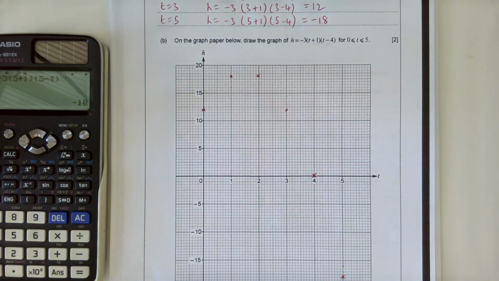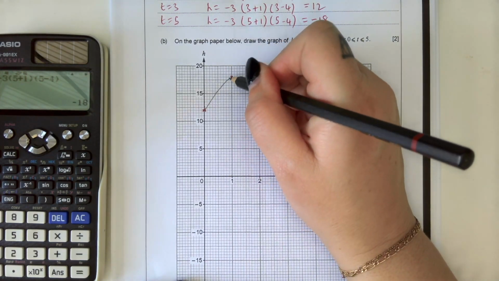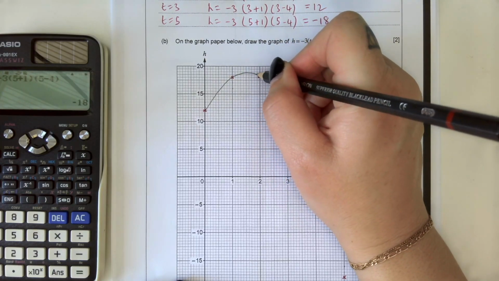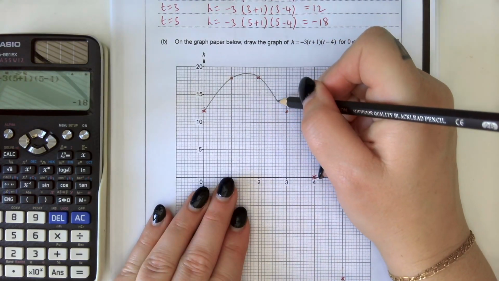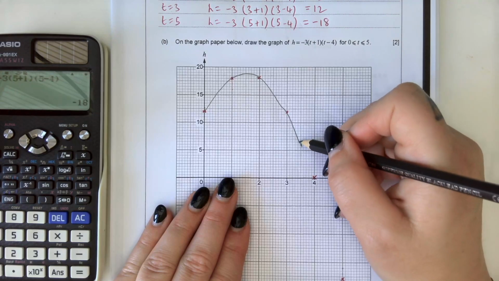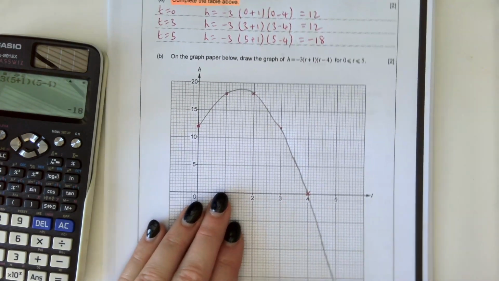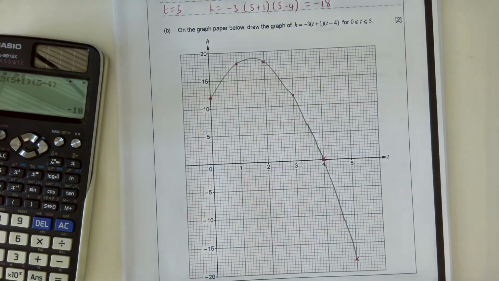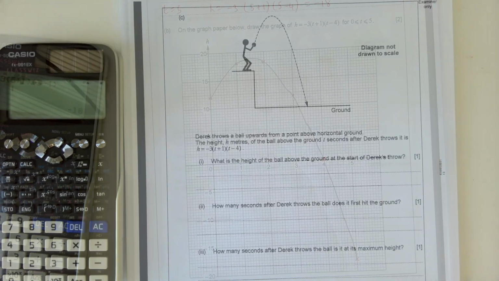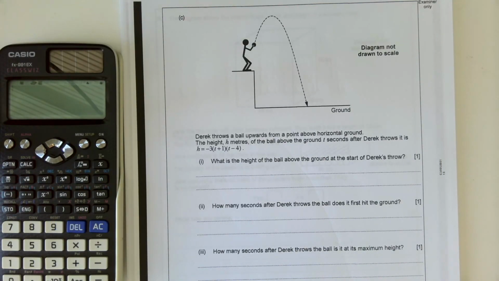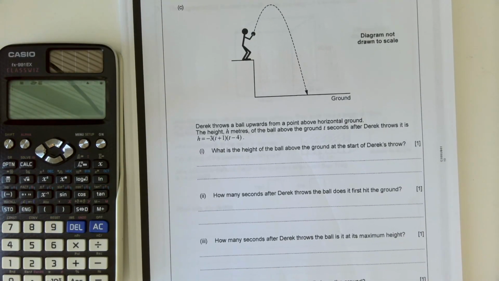Now what you need to do is sketch this in pencil, guys, just in case you make a mistake. It is a curve, so we don't want any straight lines, but it doesn't have to be perfect. It just has to, as best as you can freehand, go through those points accordingly. So that's part B.